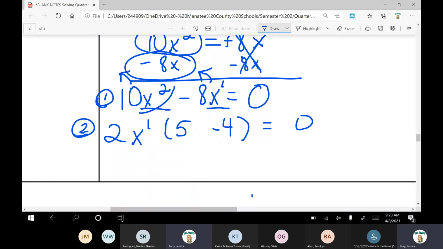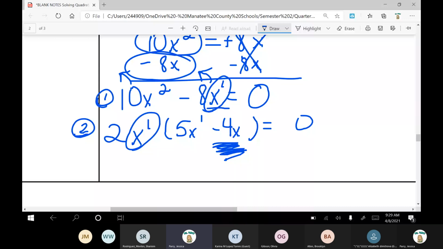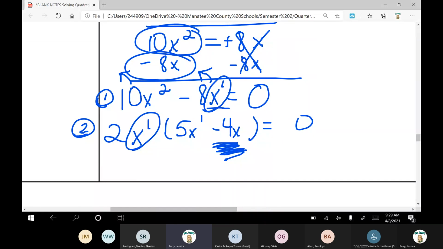Now let's simplify. X to the power of 2 divided by x to the power of 1. Subtract your exponents. 2 minus 1 is 1. Now let's look at my other variable. X to the power of 1 divided by x to the power of 1. What's my new exponent for the x here? When you're dividing your variables and exponents, all you do is subtract the exponents. 1 minus 1 is 0.